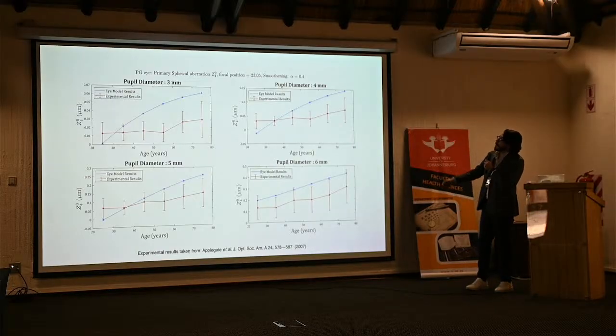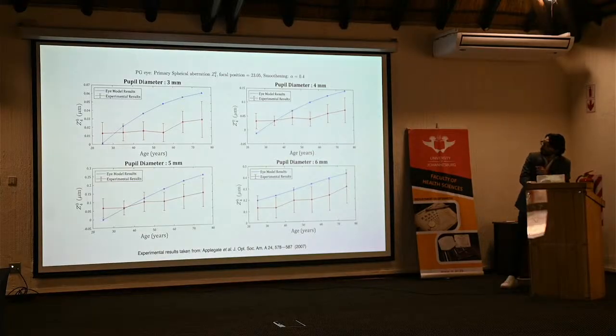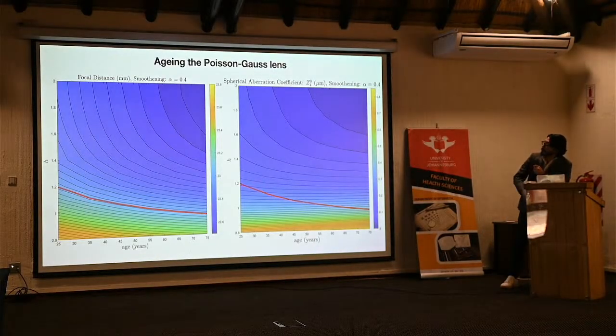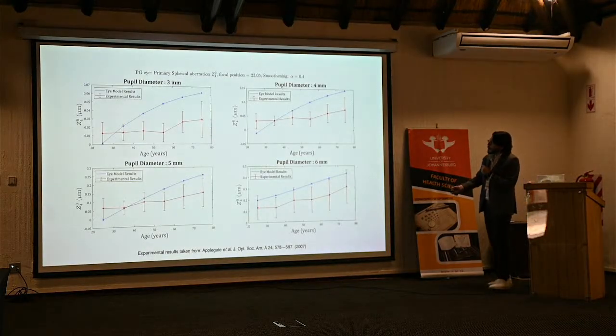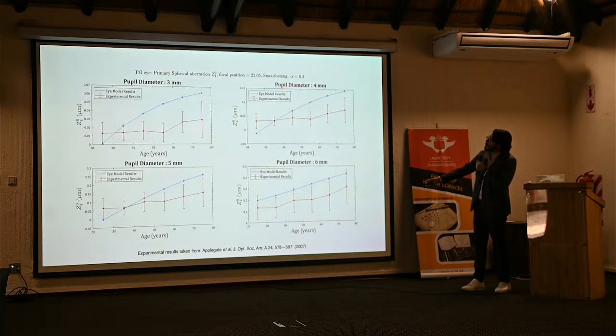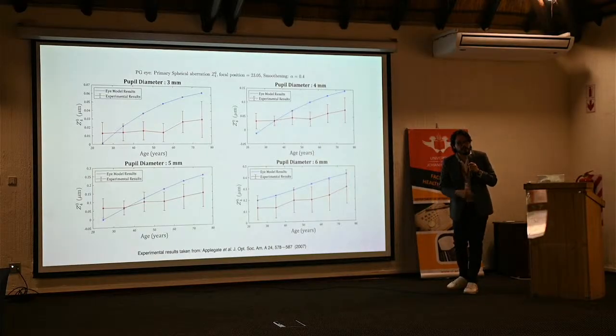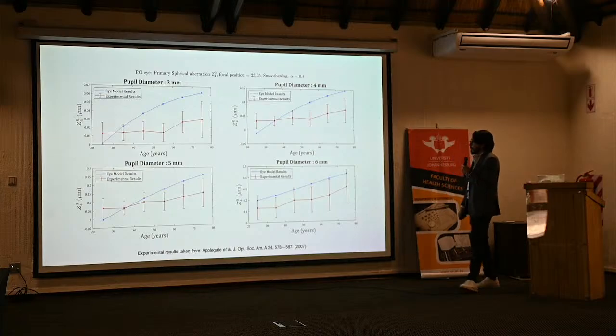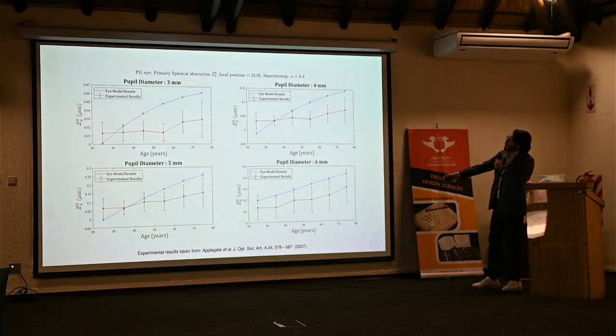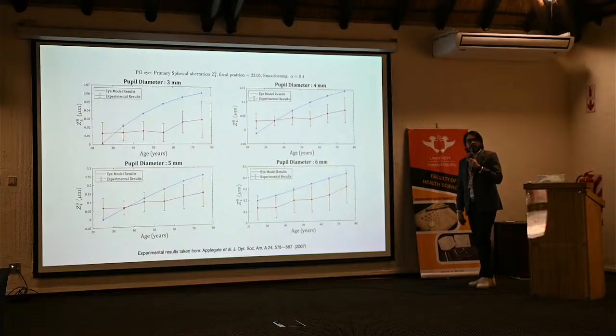Here we have the Poisson-Gauss lens model. I'm sorry, I don't remember if I told you. And here we can see in red the experimental results. These bars are the standard deviation from the measurements of Applegate's paper. And here we can see the evolution of the aberrations for the 4 different pupil diameters.